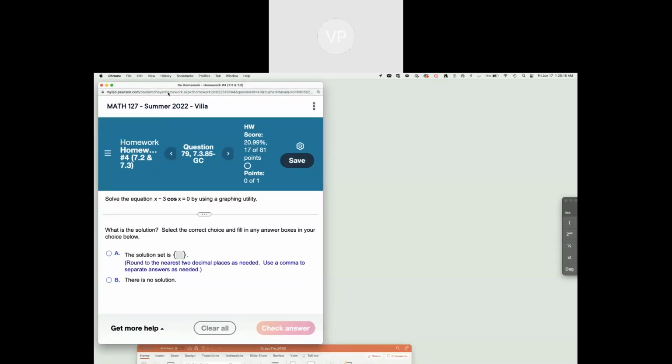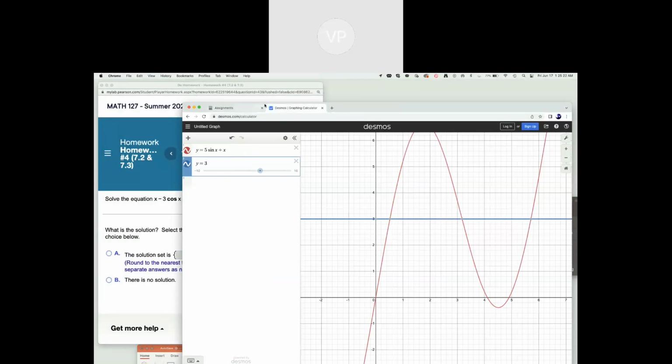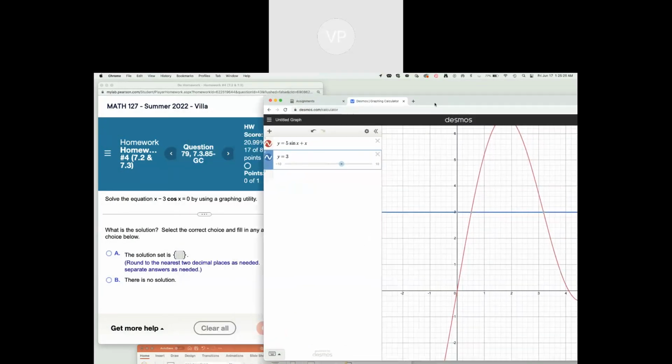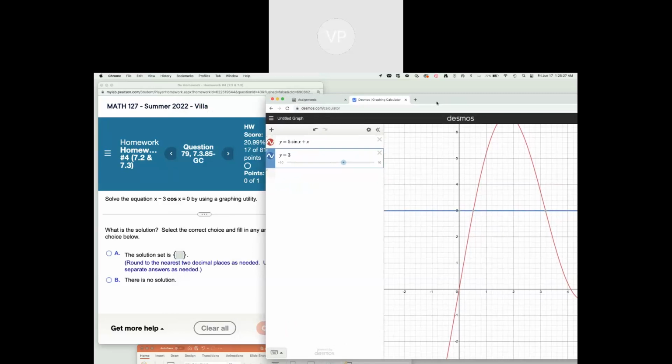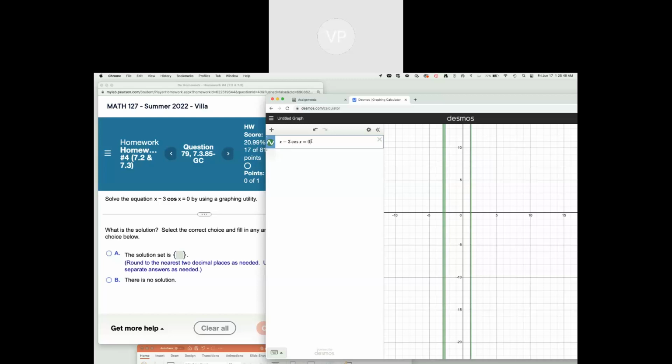Okay, so for this last one, number 79, solve it with the graphing utility. Like I said, I'm going to put a couple of these on the homework once in a while. Don't worry. Try them. Don't stress about them, though. We did one just like this here. We have the equation x minus 3 cosine x equals 0. So break that up into two pieces of what they did. Like I said, if you type this in, you'll see what happens: x minus 3 cosine x equals 0.